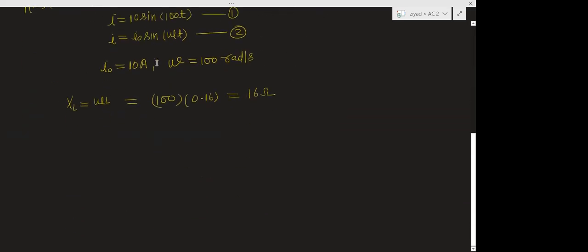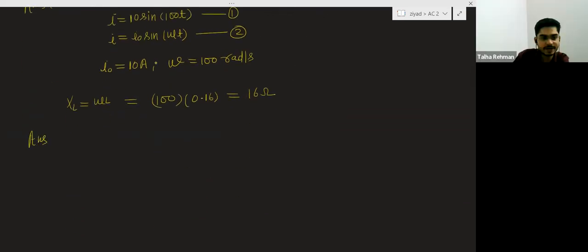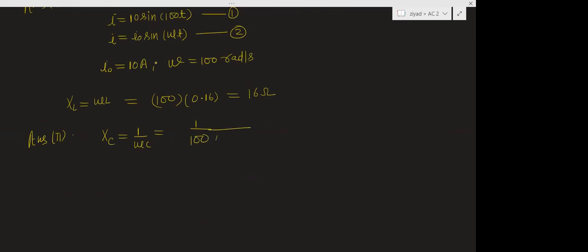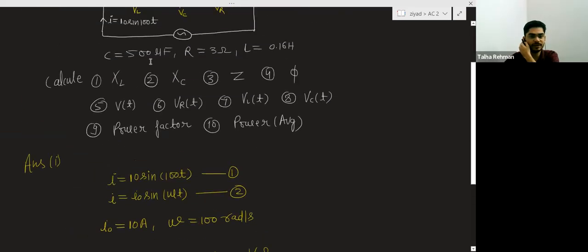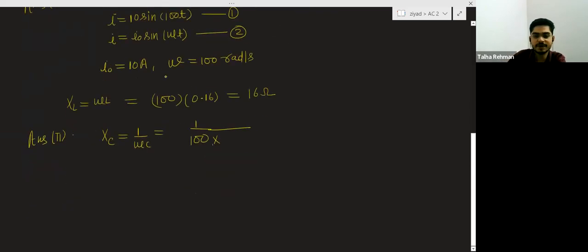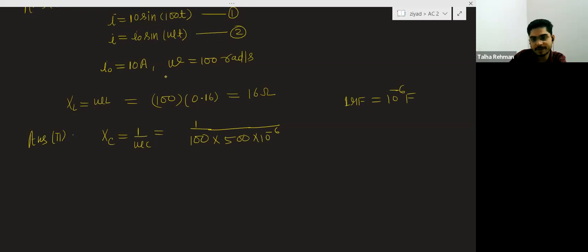Second part. There we have to find XC. XC is given by 1 upon omega C. Omega is 100. Capacitance is given as 500 microfarad. 500 microfarad into 10 to the power minus 6, since 1 microfarad is equal to 10 to the power minus 6 farad. Micro means 10 to the power minus 6.